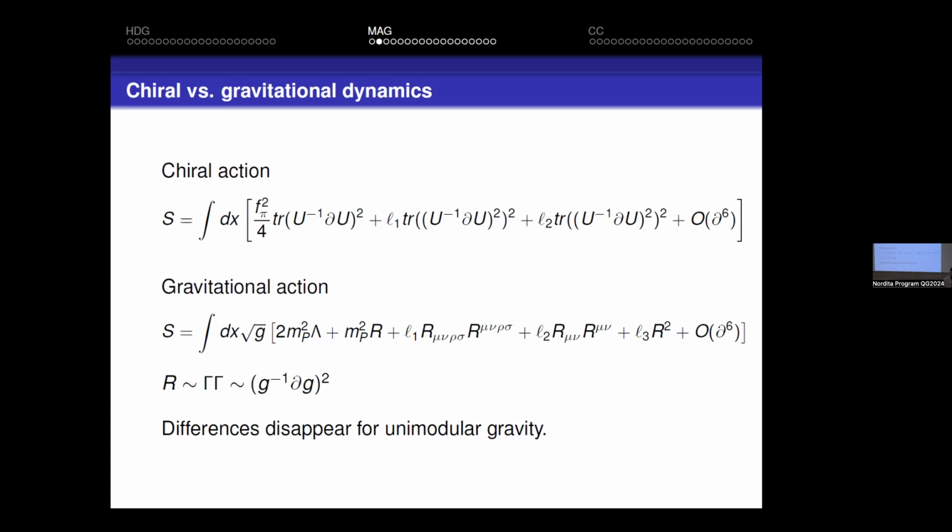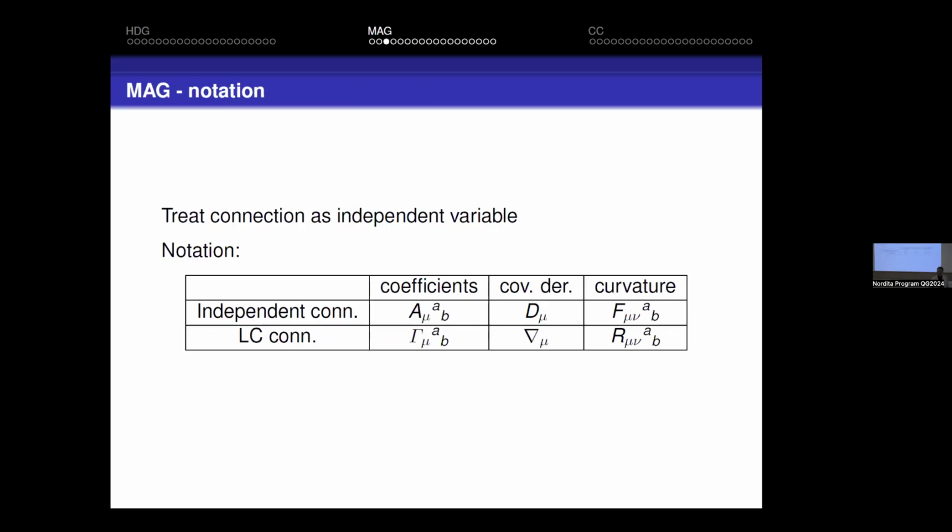Anyway, so this is a similarity: the metric theory of gravity as an effective field theory is very similar to the theory of strong interactions. And I want to stress instead the similarity with electroweak interactions. And I want to talk about metric-affine gravity, which is a theory where you have independent metric and connection.